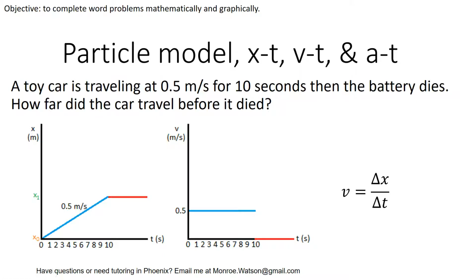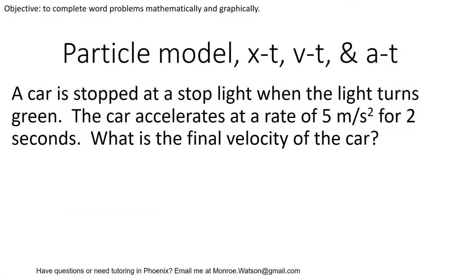So let's try another problem here. Okay, so I've got a car and it's stopped at a stoplight. When the light turns green, the car accelerates at a rate of 5 meters per second squared for 2 seconds. What's the final velocity of the car? Pause the video, see if you can come up with the particle model, position time, velocity time, acceleration time. Put in the appropriate numbers in your graphs and see if you can crank out the answer using the 3 methods that I just showed you earlier.